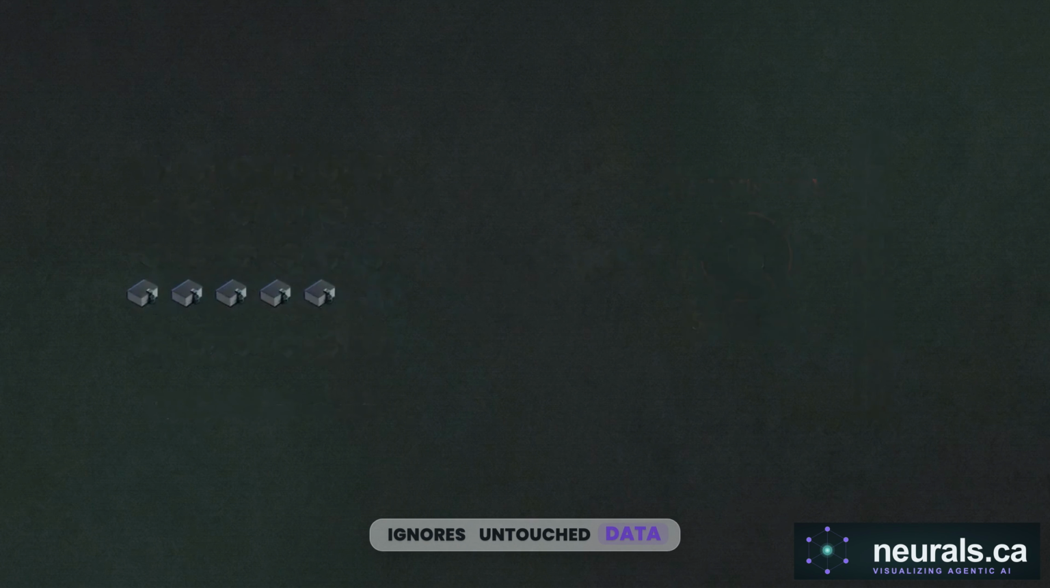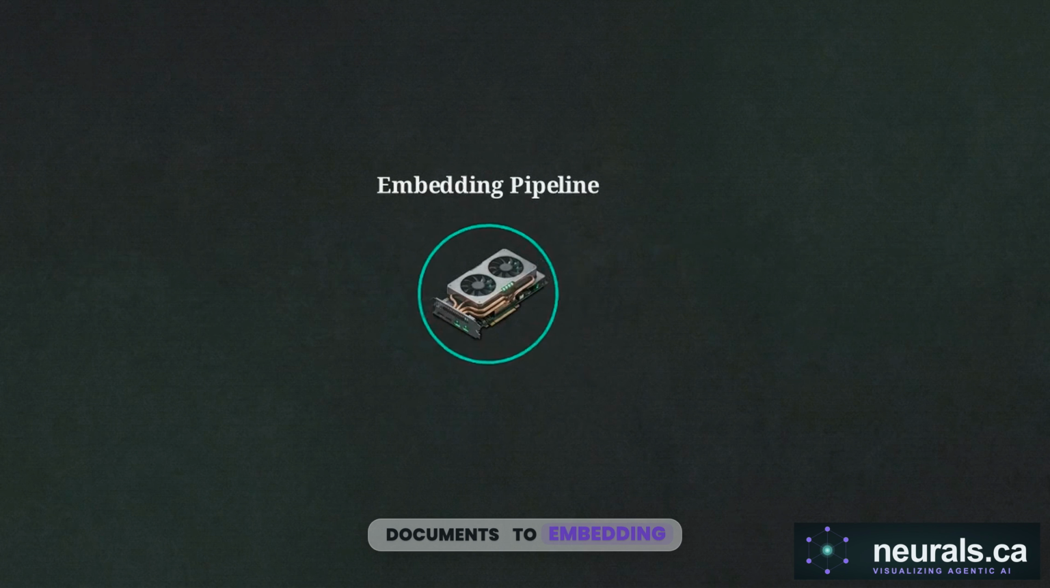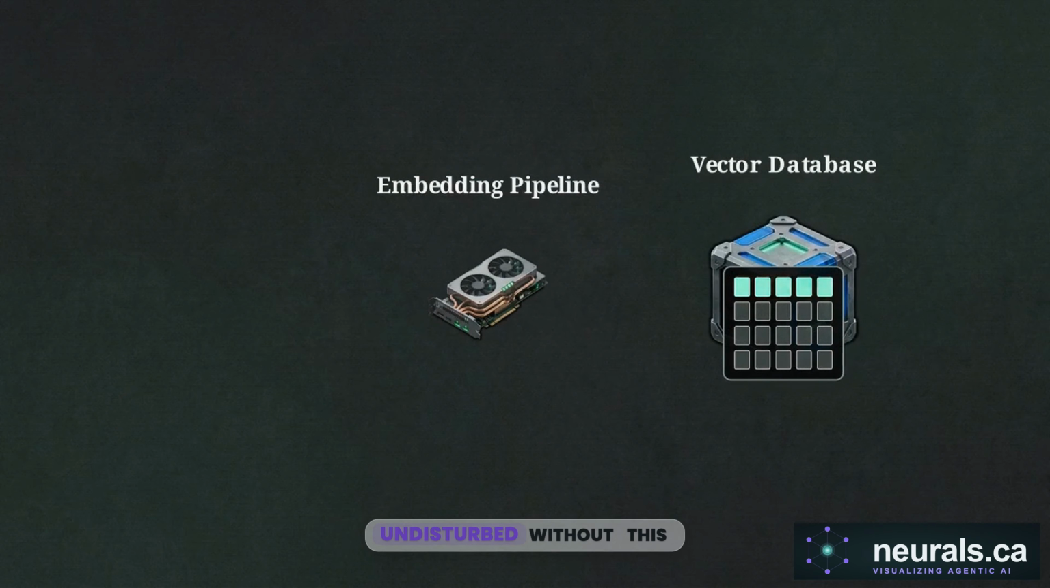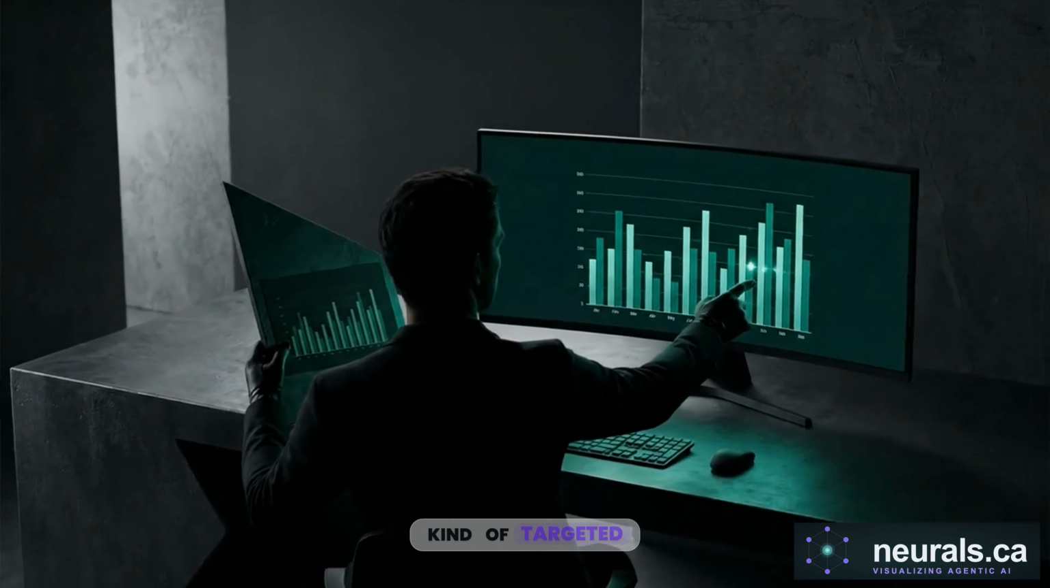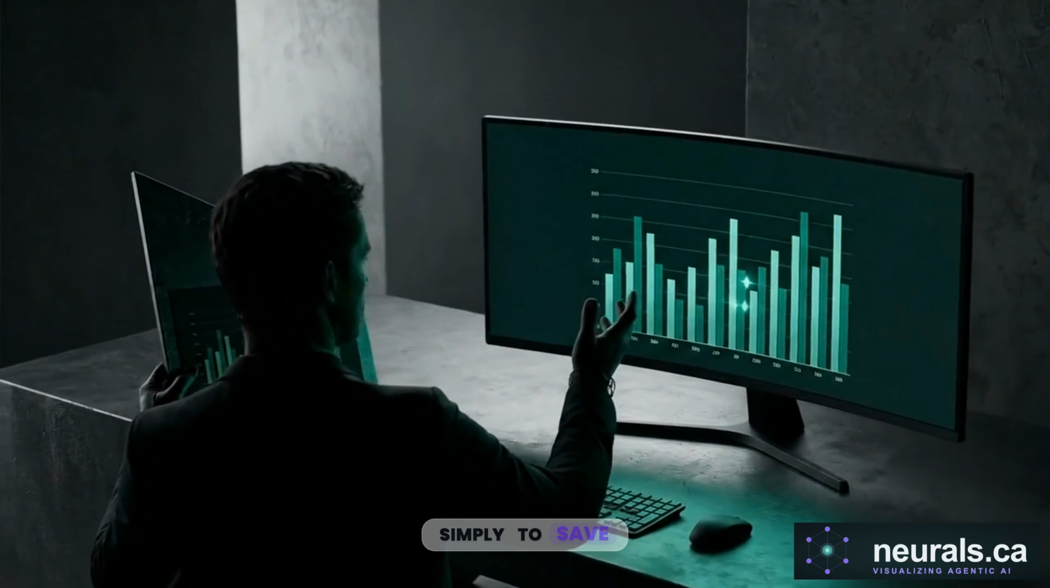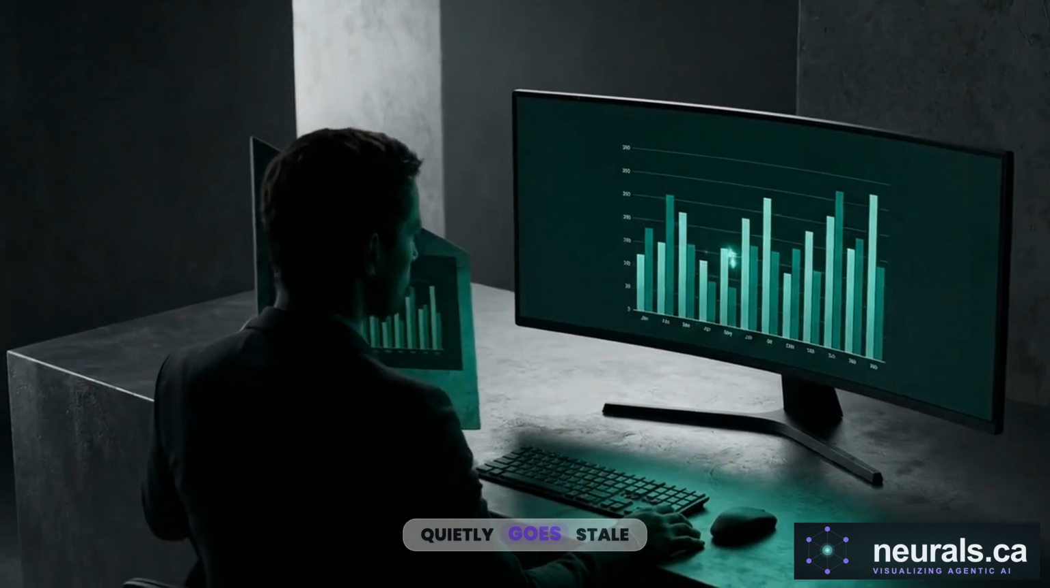It ignores untouched data, routing only changed documents to embedding models, seamlessly overwriting old chunks while leaving the rest of the index undisturbed. Without this kind of targeted efficiency, teams delay syncing their databases simply to save money. The index quietly goes stale.